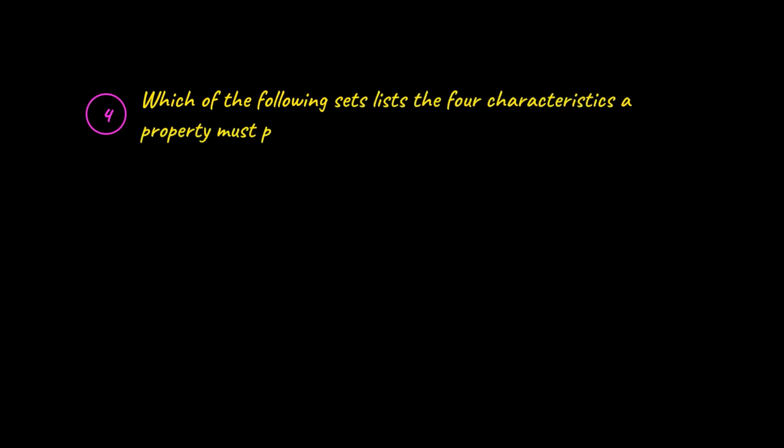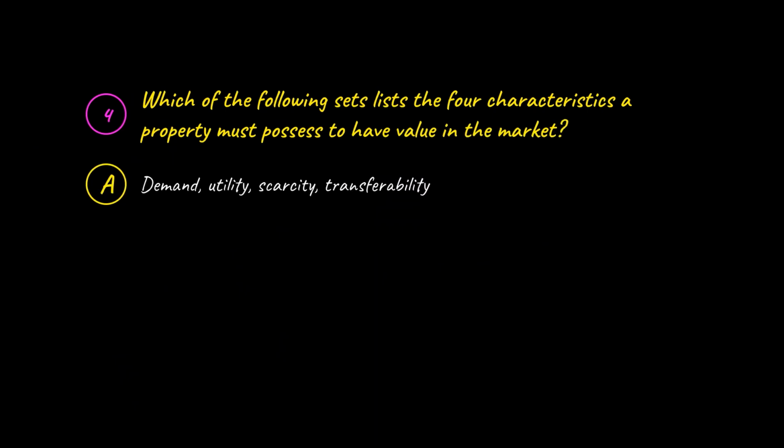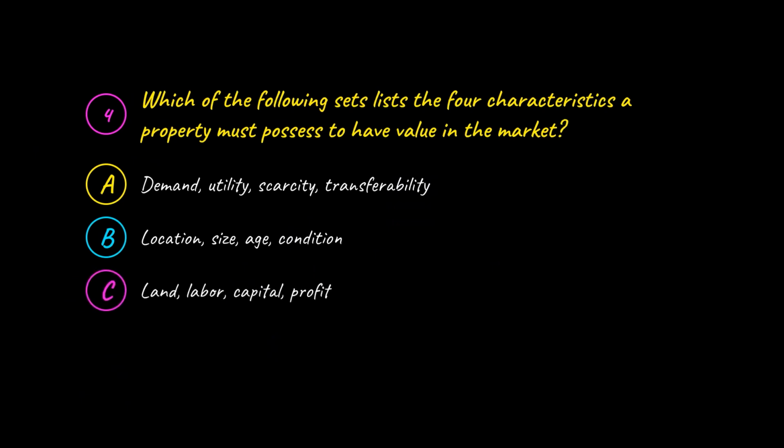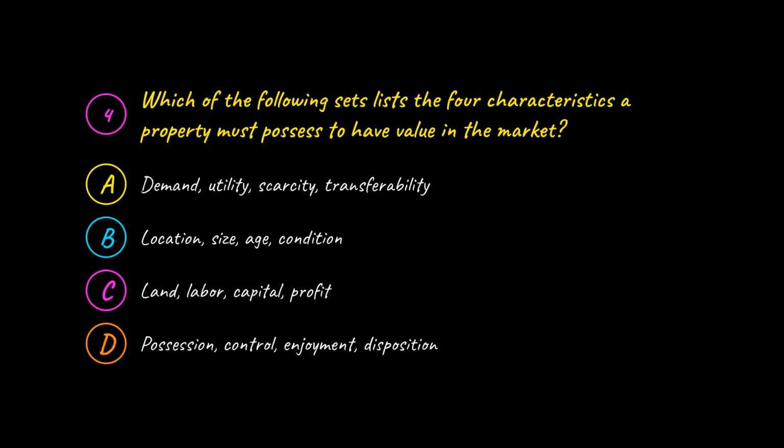Question 4. Which of the following sets lists the 4 characteristics a property must possess to have value in the market? Your options are A. Demand, utility, scarcity, transferability. B. Location, size, age, condition. C. Land, labor, capital, profit. D. Possession, control, enjoyment, disposition. What's your answer? Commit to one before I continue.